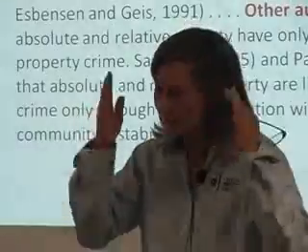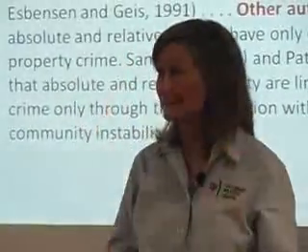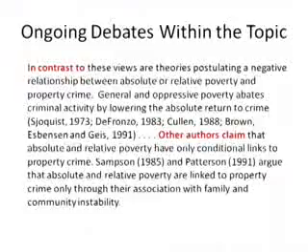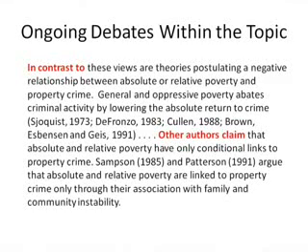You know, no, make a roadmap. Make it explicit where you're going. Now I'm changing direction. Other authors claim that absolute and relative poverty have only conditional links to property crime. So I'm going through here.